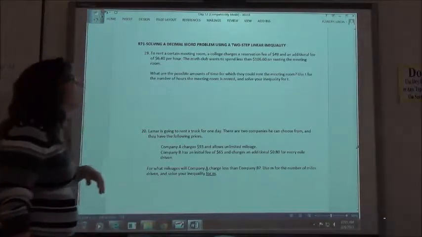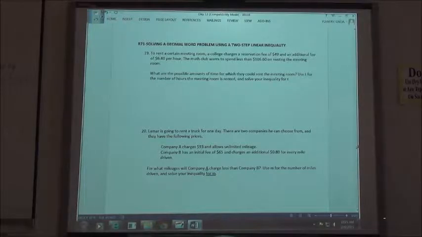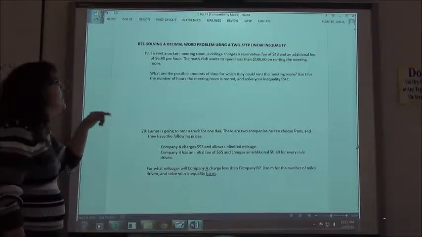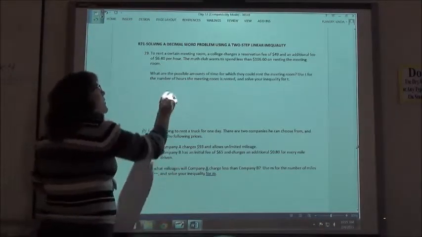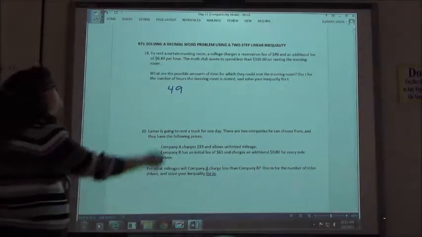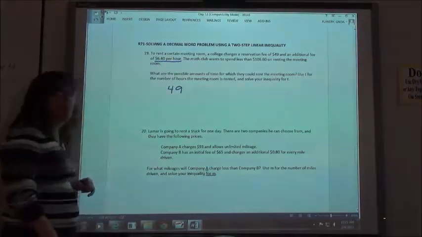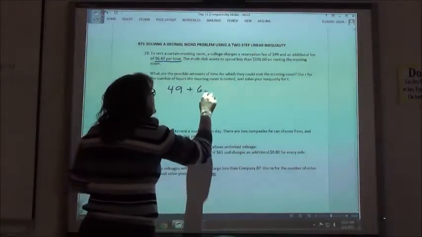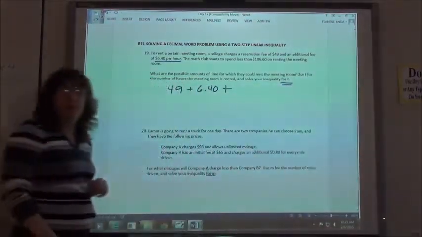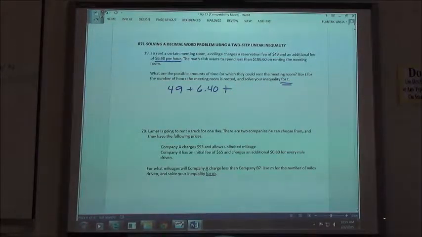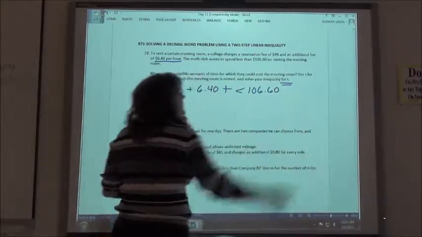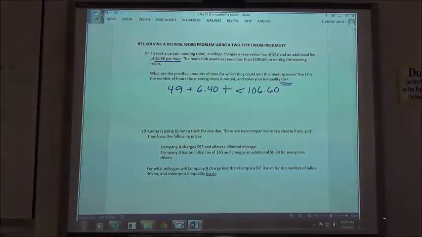The math club wants to spend less than $106.60 on renting the meeting room. What are the possible amounts of time for which they could rent the meeting room? Use T for the number of hours. So, I paid $49 to reserve the room. I'm going to pay an additional fee of $6.40 per hour. So I'm going to have $6.40 T, since it told me I had to use T for the number of hours. I want to spend less than $106.60. So I've got my inequality written down.